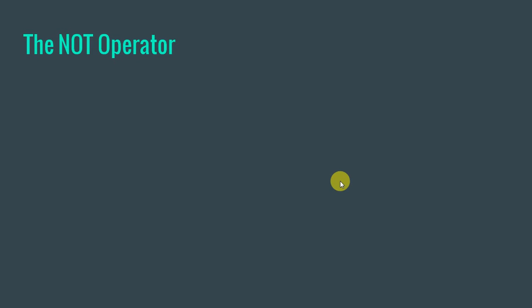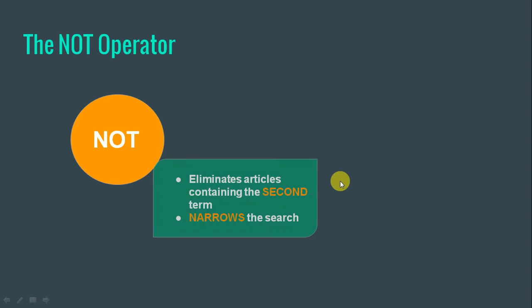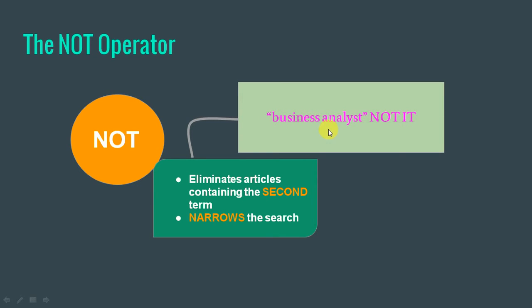Next is the NOT operator. The NOT operator eliminates the articles containing the term that comes after the word NOT. So of course it narrows the search. Just like this one, business analyst NOT IT. It means that we're looking for a business analyst, but not IT.